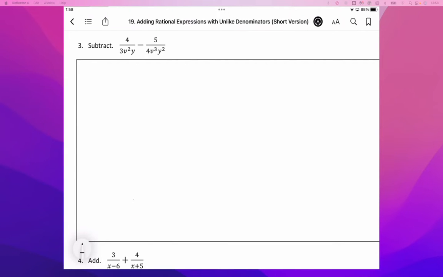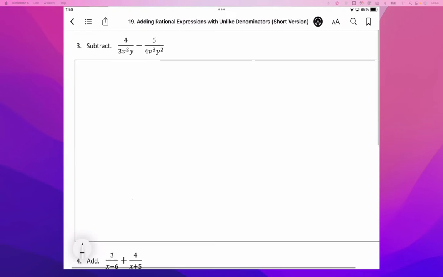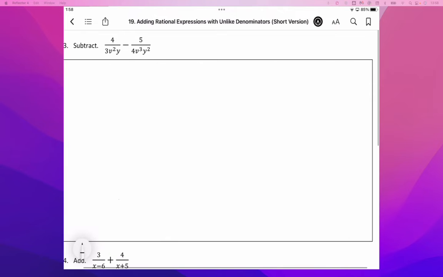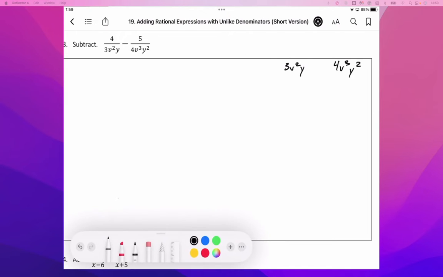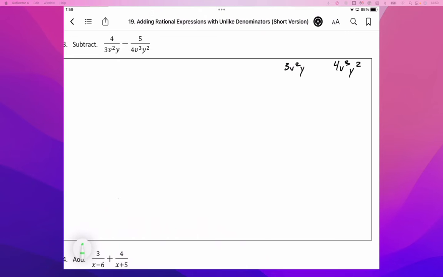And so for number 3, the same sort of process as we've had in the past. We're going to take our two denominators. We've got 3v squared y, and we've got 4v to the power of 3y squared. We're looking for all unique factors that are in here, and so there's nothing to factor out of any of these because they're already just kind of already factored out, I guess is the way to say it.